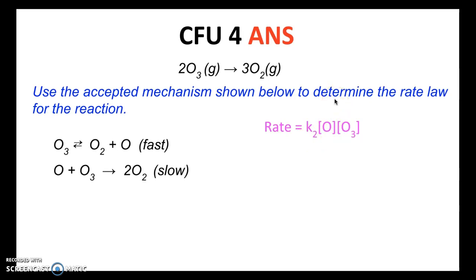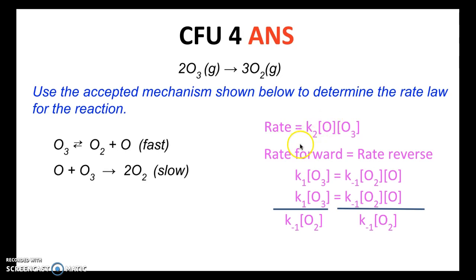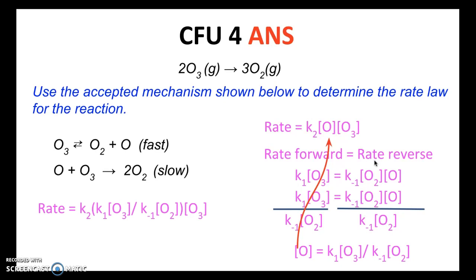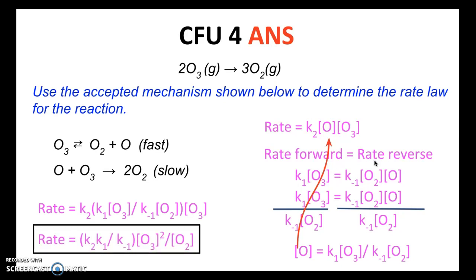Remember, we cannot have an intermediate in there, so the intermediate here is O, and we need to get rid of it. We're going to use the understanding that the rate of the forward equals the rate of the reverse for that first reaction. When I do that, I solve for O, which is the intermediate I'm trying to get rid of, and this is my work for that. Once I have what O is equal to, I plug that into my rate law, and I get something like this. Then I combine my K's and my concentrations, and I get something that looks like this.